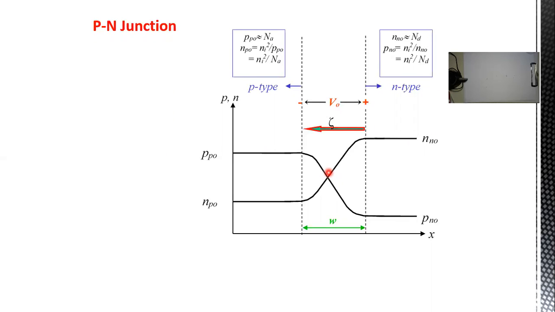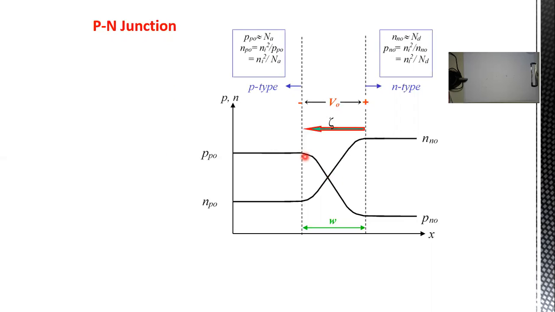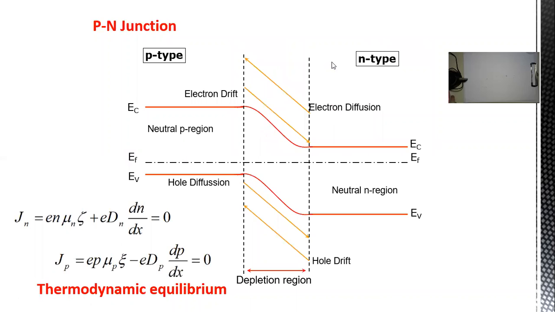Now I will terminate this part of my lecture. In the next part, we are going to investigate how we can calculate the value of this built-in potential, what is the impact of this potential, and how we are going to get rid of this potential and make current flow. Because under thermodynamic equilibrium, current is equal to 0, as you can see. And now, in order to move current, we have to get rid of this barrier.